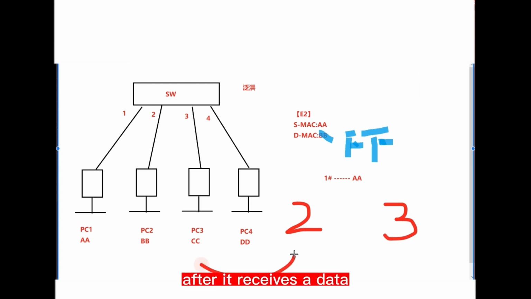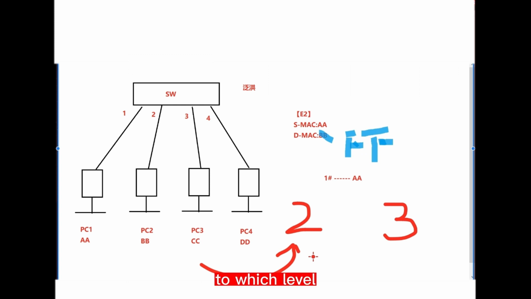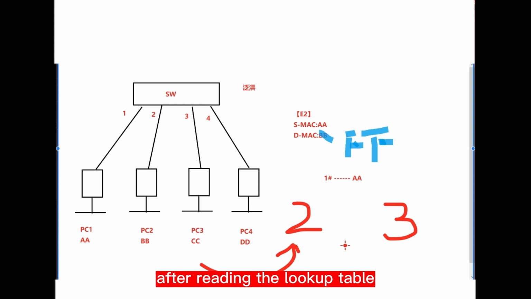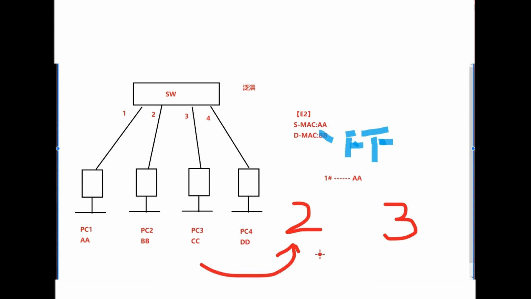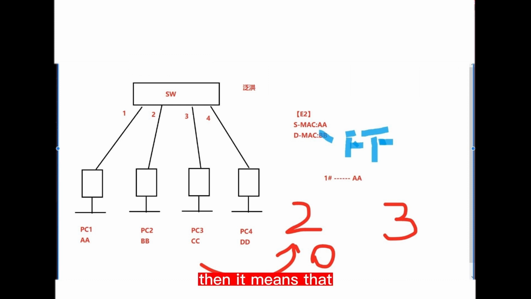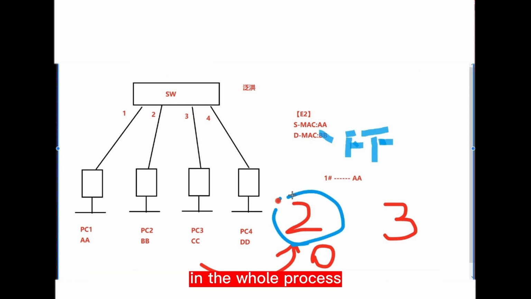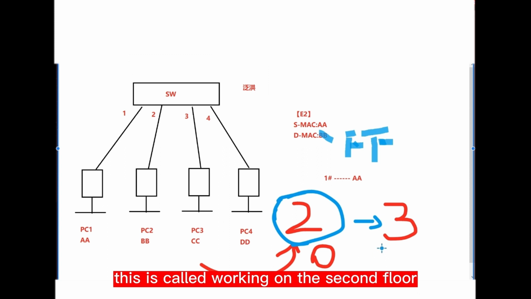After it receives data, the switch decapsulates the message. To which level? It takes apart the second layer. After reading the lookup table, it re-encapsulates the second layer before forwarding. Then it means that you only look at the content of the second layer in the whole process. Don't look at the third layer. This is called working on the second layer.